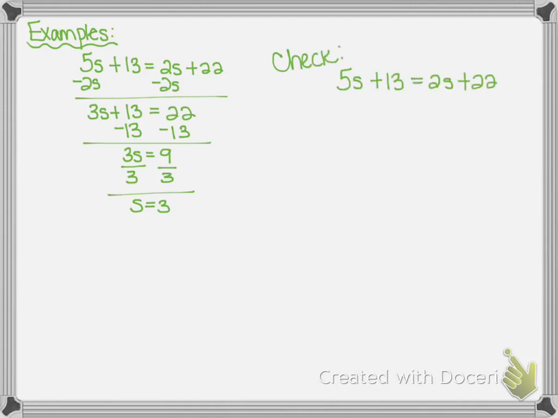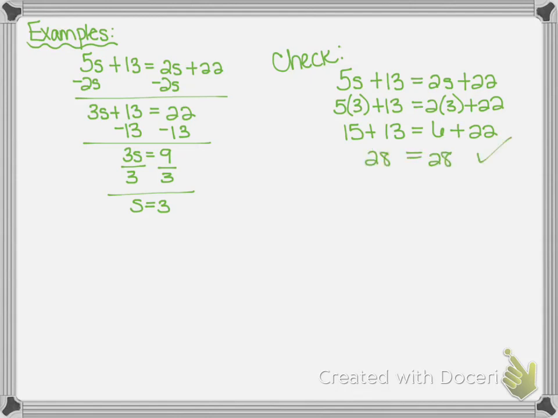We can always check our solution whenever we're solving equations. Start by writing the original equation, and then rewrite it, plugging in the number that you just solved for your variable. So I plugged in 3 for both of my variables. Then simplifying, on one side I have 15 plus 13, and the other side is 6 plus 22. When I solve each of those, I get 28 equals 28. And again, if you get down to a statement that's true, where two numbers equal each other, then you have solved correctly.